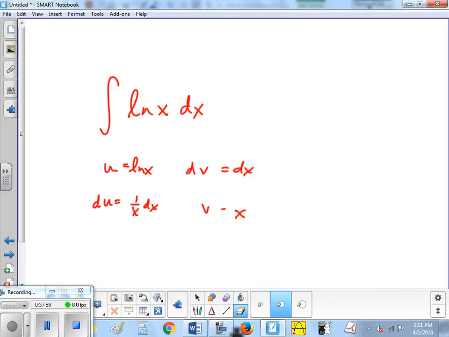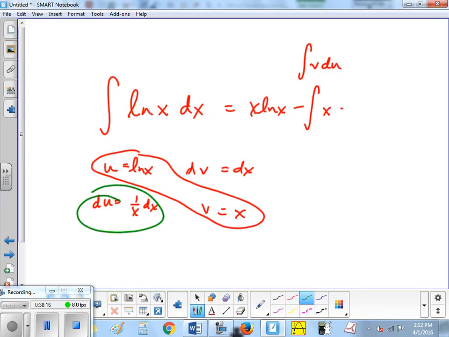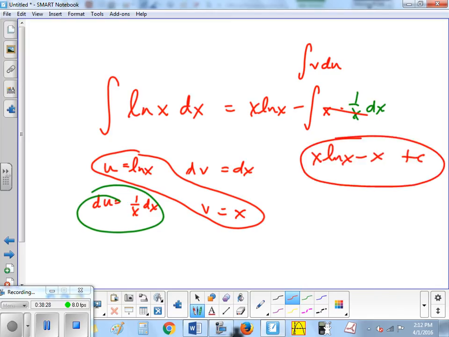But watch this. Now we can do our uv minus, remember it's the integral v du. Integral v du. And we get x ln x minus x. So the good thing is, if you do forget something, you might be able to recover it with your IBP. See how that worked out for us?